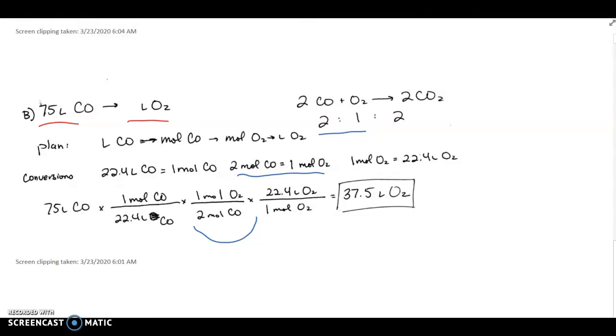And if we're looking at the liters to liters, that's this one here and this conversion here. They're going to cancel out because we have 22.4 on the bottom, 22.4 on the top. So then we're just basically dividing our 75 liters by 2. So we get 37.5 liters of CO2. Just working with moles and liters on these two examples.